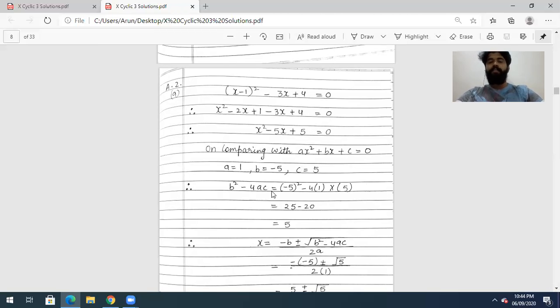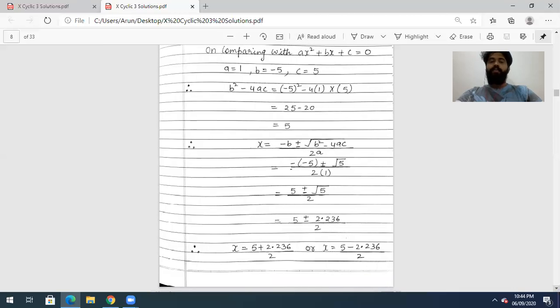So b square minus 4ac would be minus 5 whole square minus 4 into 1 into 5. Minus 5 square is 25 minus 20, which is equal to 5. Now we will apply the formula. x is equal to minus b plus minus root of b square minus 4ac upon 2a. So minus of minus 5 plus minus root 5 upon 2 into a, which is 2 into 1. So 5 plus minus root 5 upon 2.